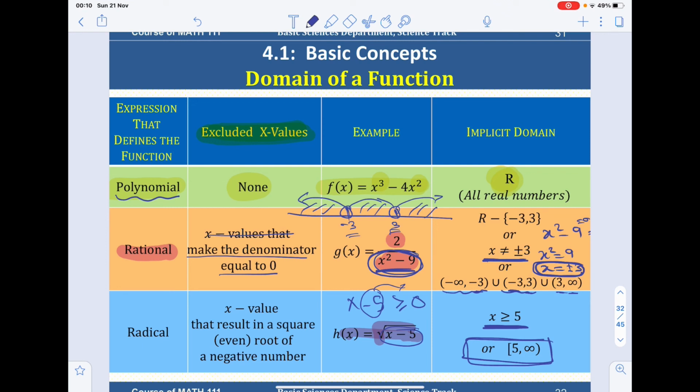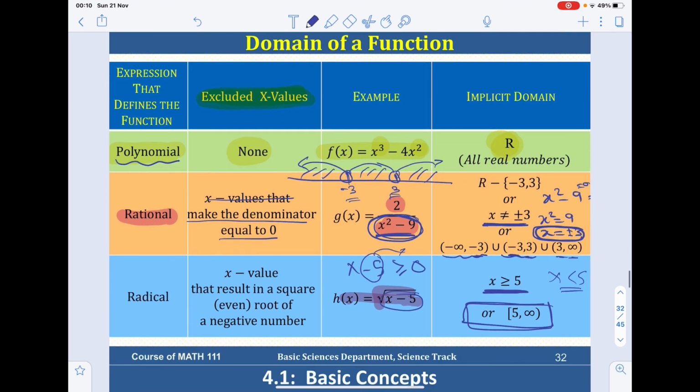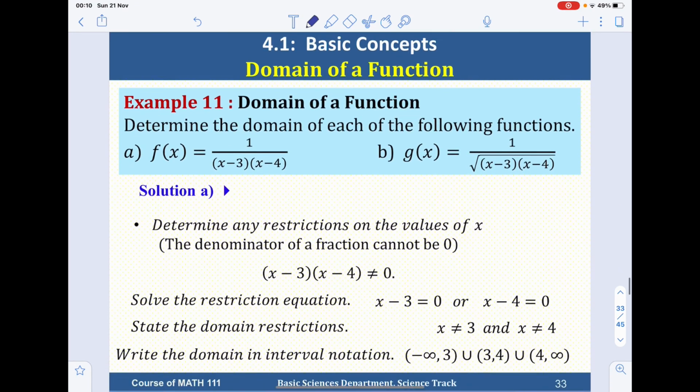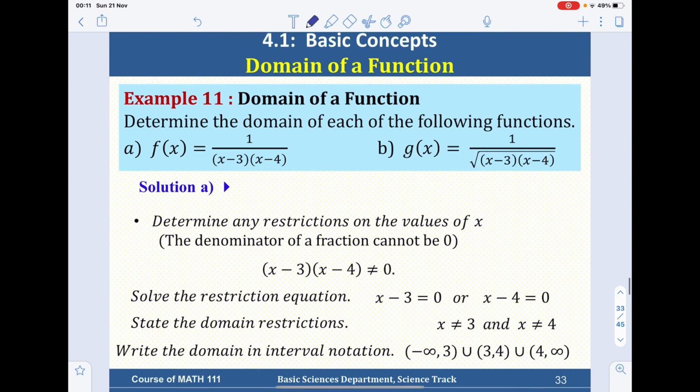Otherwise, like when x is less than 5, this interval makes the function undefined. Okay, so here we have an example of how to find the domain of a function.